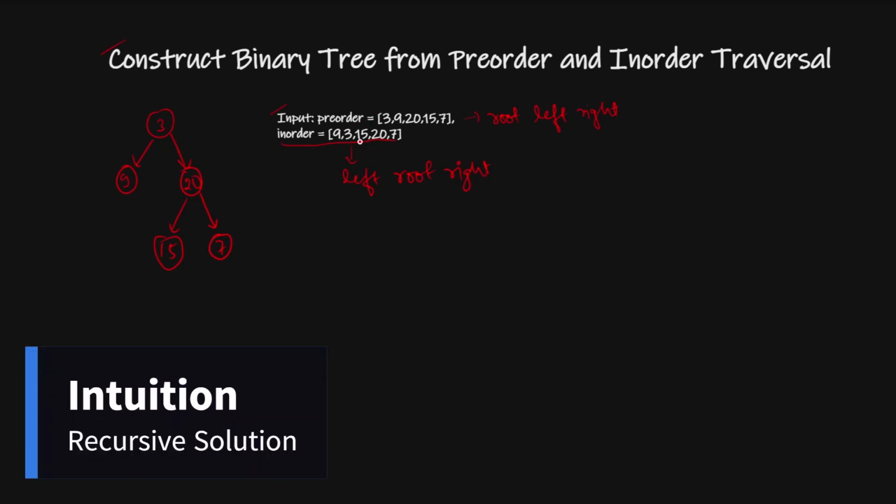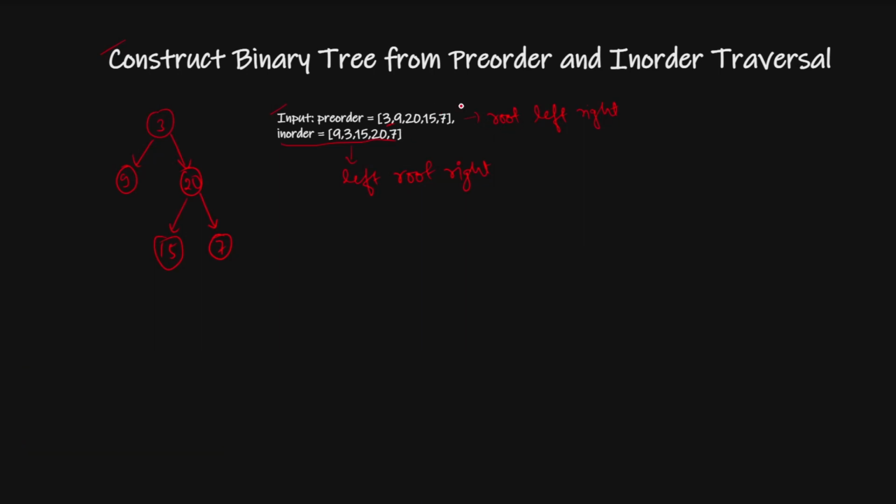So how am I going to solve this? What is this 3? In preorder, I can simply say my root is preorder[0]. This will be my root. So what I am going to do is create one root with this value. And now after creating this root, I have to find what should be in its left and what should be in its right.